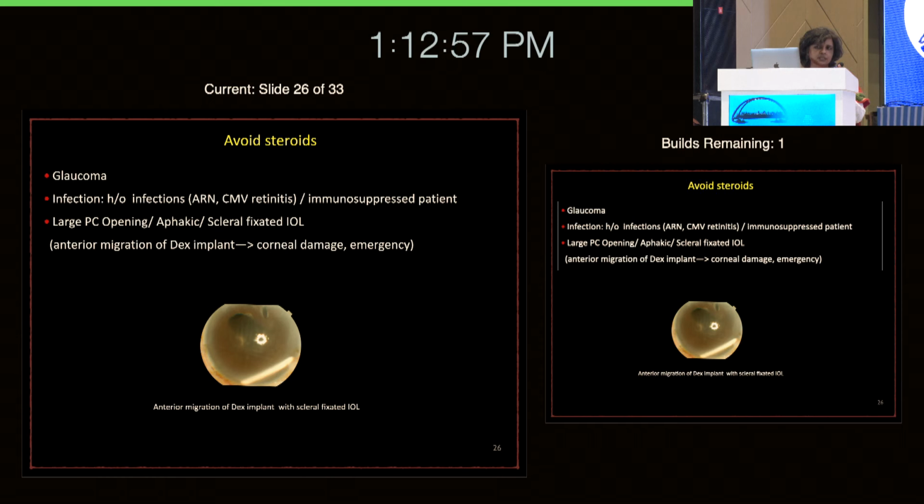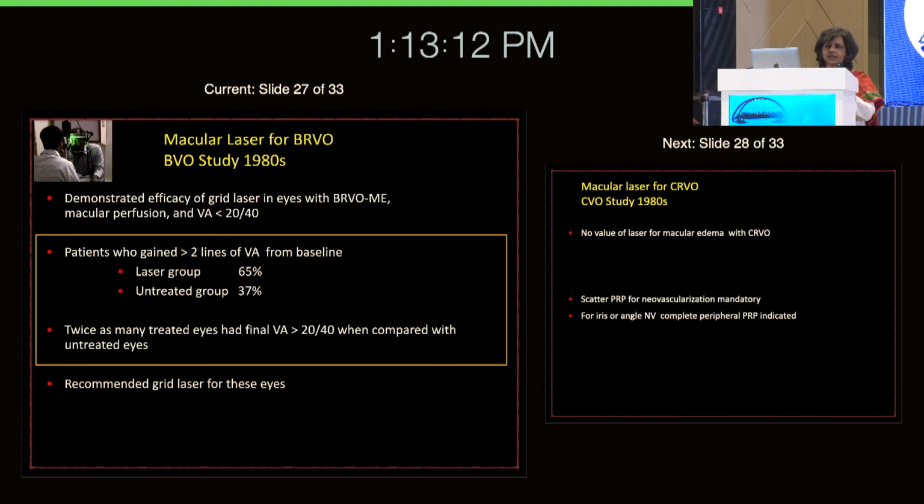inflammatory aspect as well. Steroids to be definitely avoided in patients with glaucoma, those who have prior history of ocular infections like CMV, or a large PC opening which can allow anterior migration of the DEX implant with corneal loss. Laser has a role only for macular branch vein occlusions, where you have to do a fluorescein angiogram to know where is the leakage and then target that area with laser.